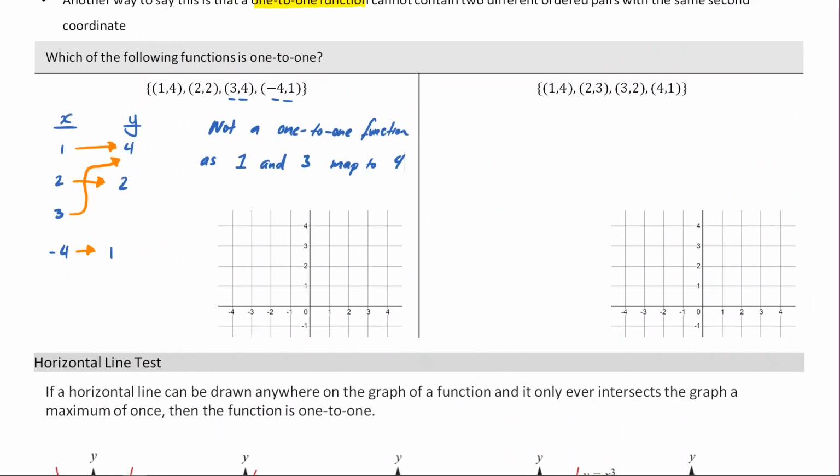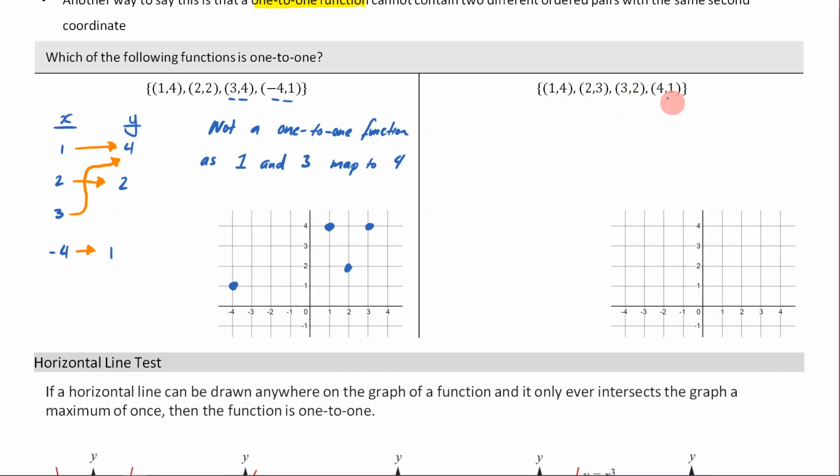Let's also give this a sketch. Okay, so we have the point 1, 4, we have the point 2, 2, we have the point 3, 4, and we have the point -4, 1 over there. All right, we'll come back to this graph in a second. Let's move on to the next question first.